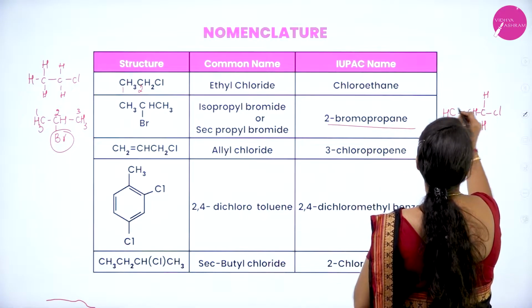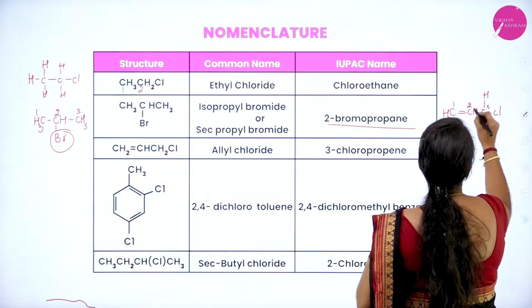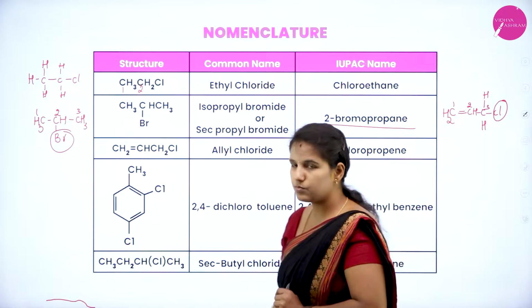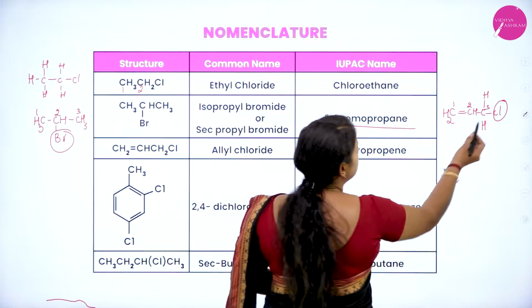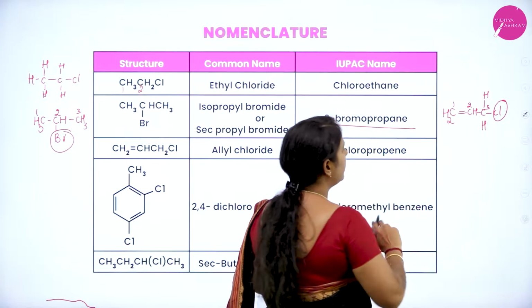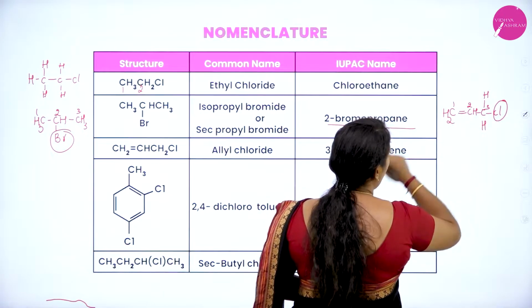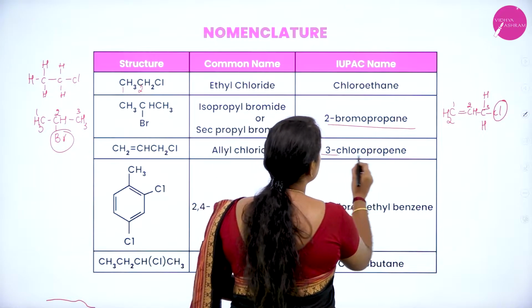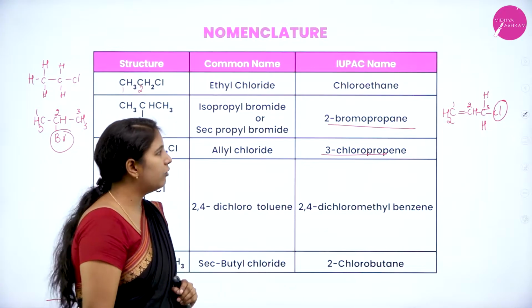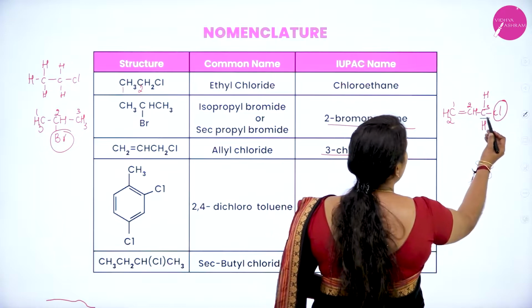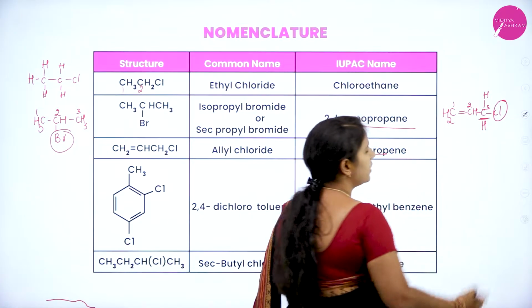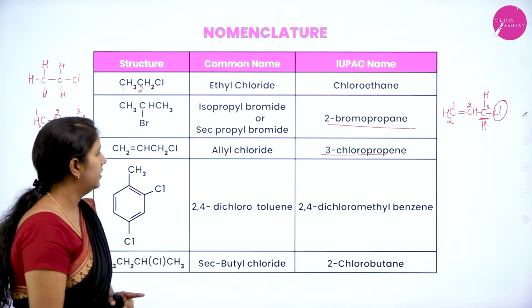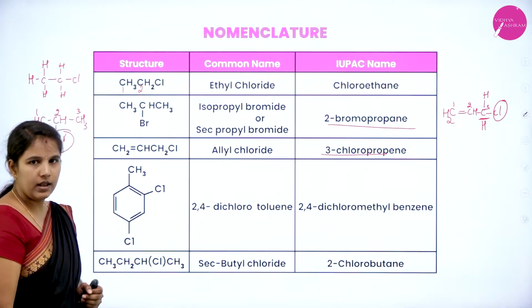You can see that this is 1, 2, 3, right? To the third carbon atom, we know that the chloro group will be attached. Again, it is my substituent group. So it is 3-chloro. How many carbon atoms are there? 3. Since we have a double bond, it is 3-chloropropene. How does 3 come? You can see that this is the third carbon atom to which this substituent group has been attached. So it is 3-chloropropene.